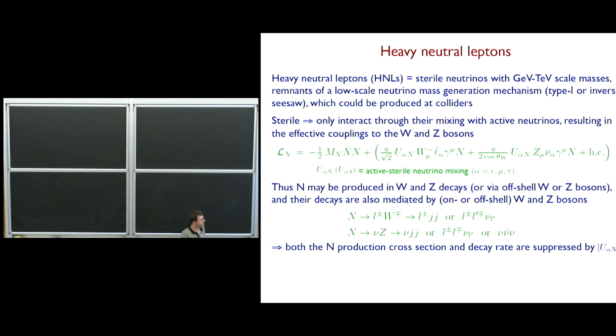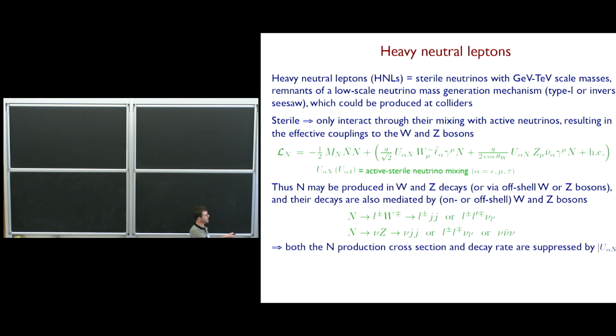Not only do we produce them through these couplings, but their decays are also mediated by on-shell or off-shell, depending on the sterile neutrino mass, W and Z bosons. Consider, for instance, the decay through a W boson, which can again be on-shell or off-shell. So N, just for this Lagrangian, can decay to lepton plus W, and W can decay to jets. This will give you a charged lepton plus 2 jets final state from the sterile neutrino decay.